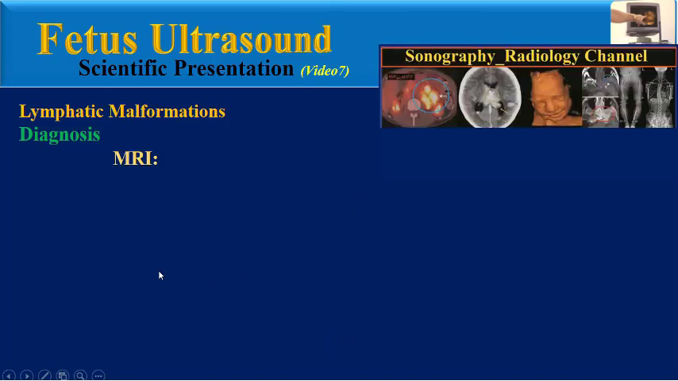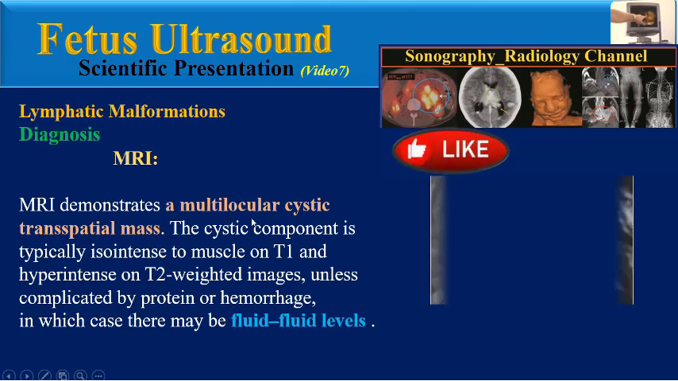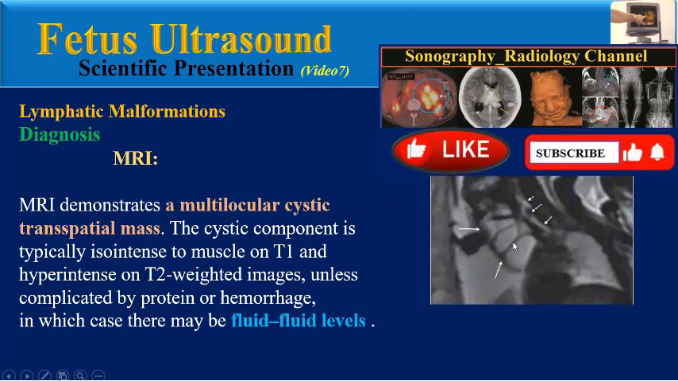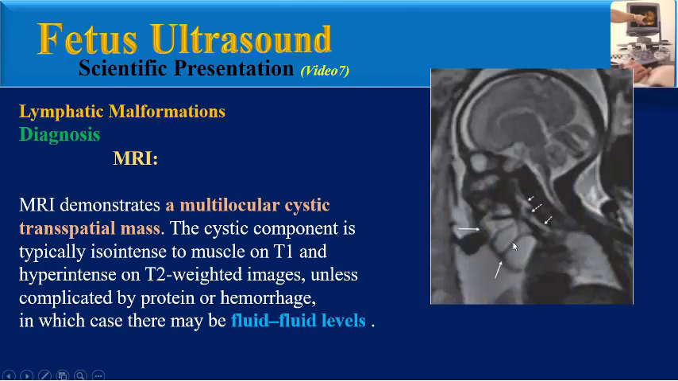Another imaging modality for diagnosis is MRI. MRI demonstrates a multilocular cystic transspatial mass. The cystic component is typically iso to muscle on T1 and hyper on T2 images, unless complicated by protein or hemorrhage, in which case there may be fluid levels.